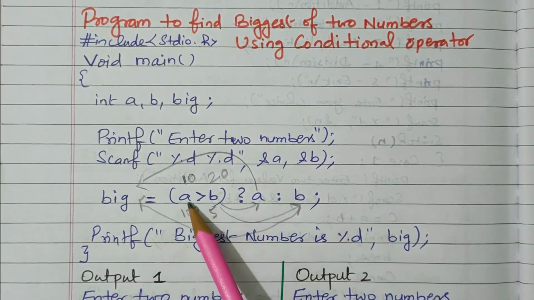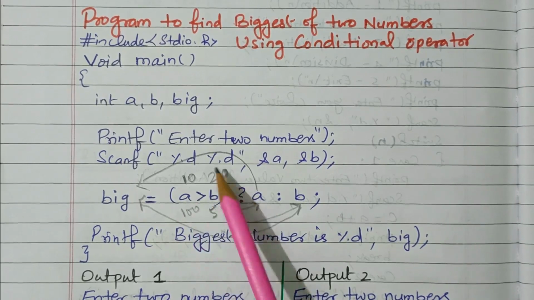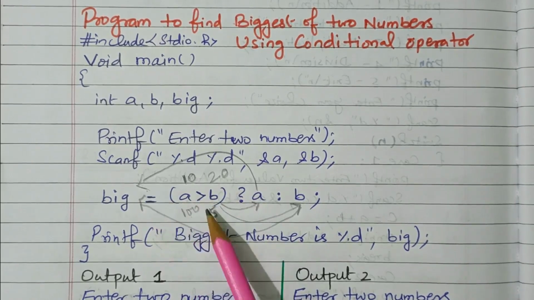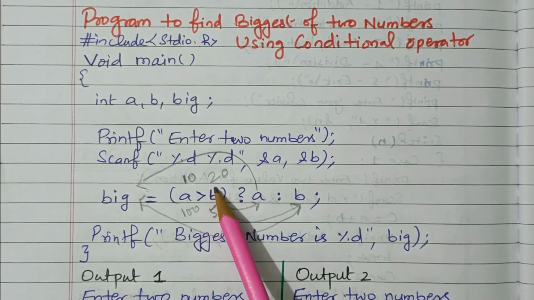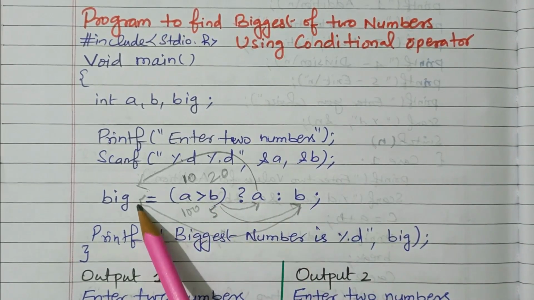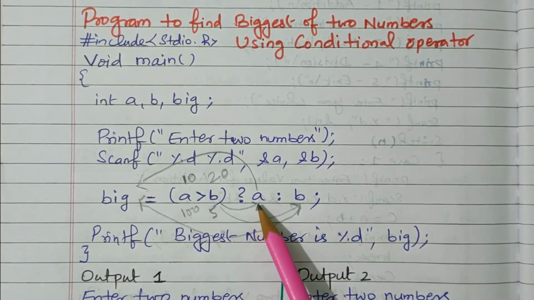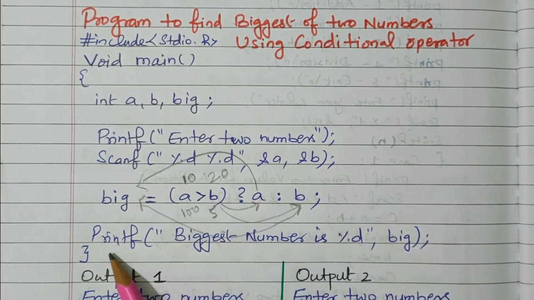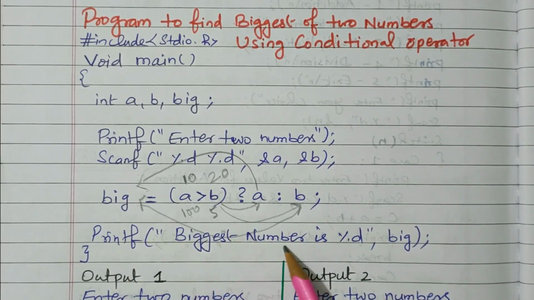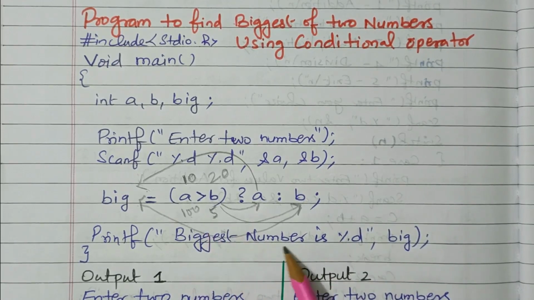So when the condition is true, it means that A is biggest, so we are storing A in the biggest value. If the condition is false, it means B is the biggest value, so we are storing B in the variable big. So automatically, by checking, either A or B will be stored based on the values. Then we can print the biggest number is big, right? So based on that, the biggest number will be printed.